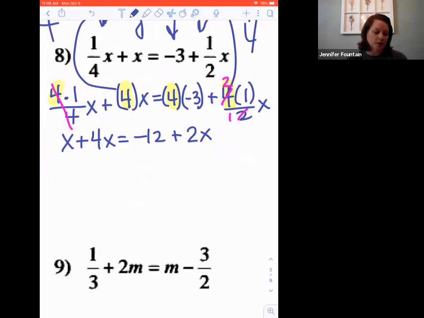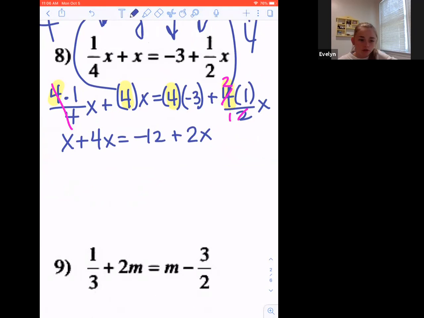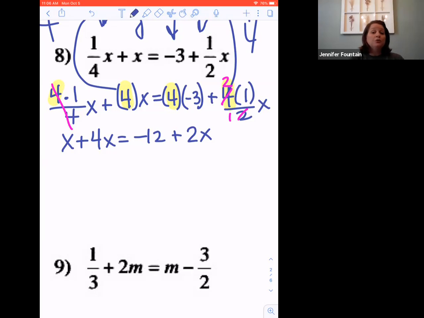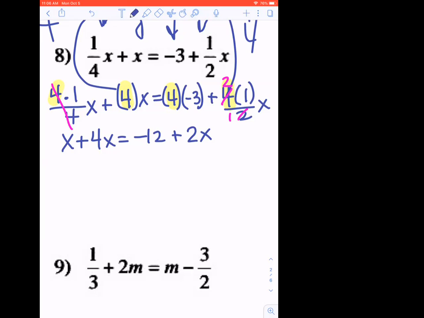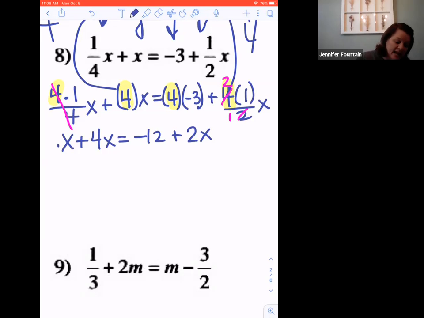What is my next step going to be? Anybody know what I need to do? Move the 2x. Okay, before I do that, there's something I need to do first. Combine x and 4x. I want to look to see, are there any like terms that can be combined? So now I've got 5x equals negative 12 plus 2x.